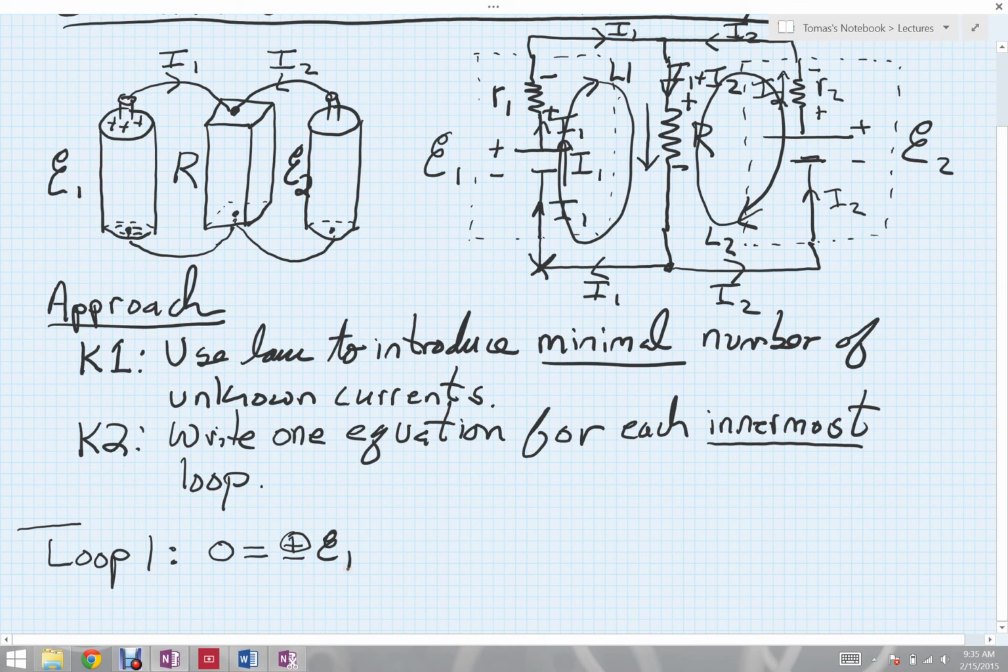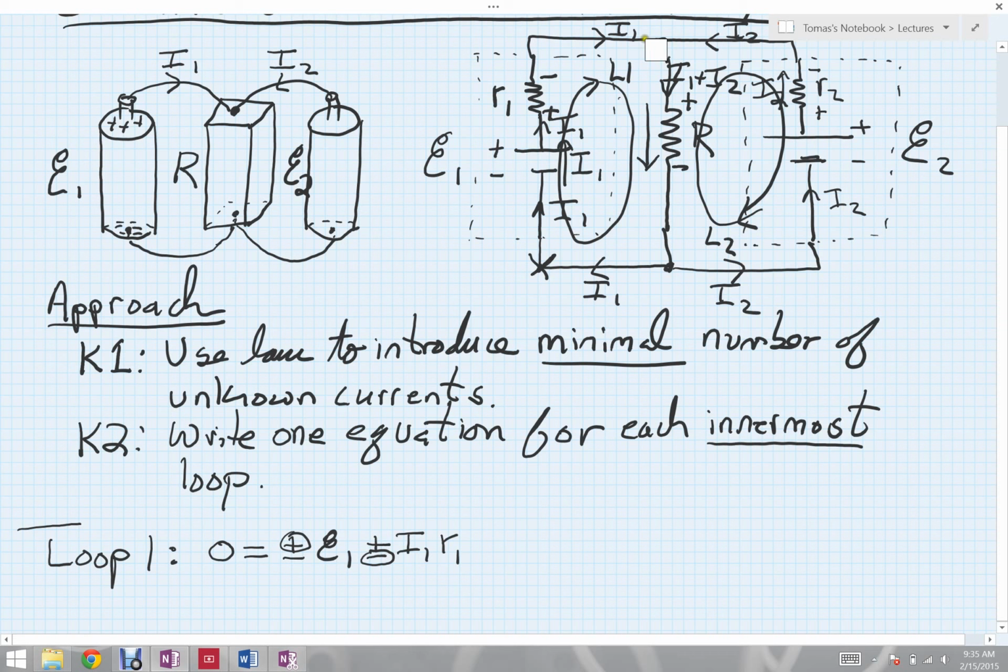EMF E1. Next, I come across this resistor R1. The change in potential will be either plus or minus I1 times lowercase r1. In this case, notice I'm going from the upstream side, the plus side of that resistor, to the downstream side, the minus side. Going from plus to minus, that will be a negative voltage because it's a decrease, so I will choose the lower sign in that case.